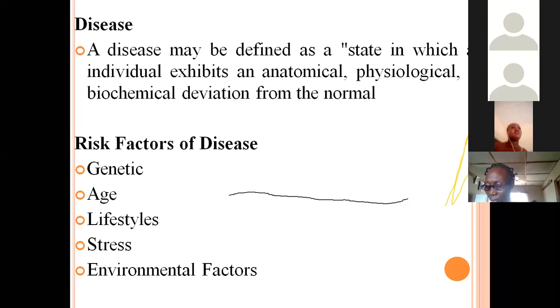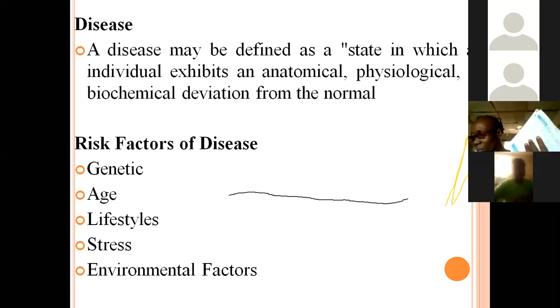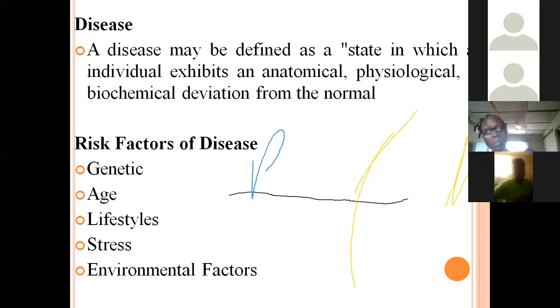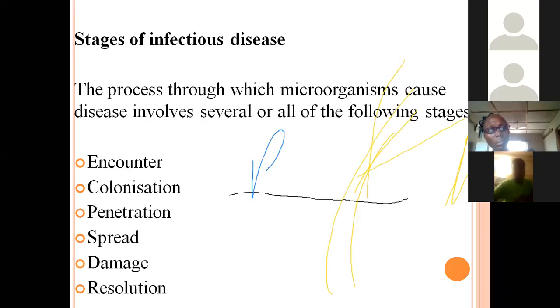One is genetic, another one is age, lifestyle, stress, and environmental factor. We all can relate with this. When we say age, two extremes, extremes of age makes one susceptible to disease. Then lifestyle, example is like diabetes mellitus, in which the lifestyle of the patient will influence or predispose an individual to developing that non-communicable disease. Then stress also, stress lowers the immune system, and also environmental factor may predispose to disease.